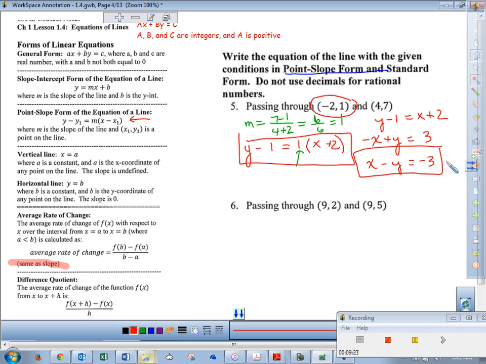Good deal? Number 9, write the equation in those 2 forms that passes through those 2 points. Use your common sense to see if it's horizontal, vertical, or oblique first. What kind of line goes through those 2 points? Vertical, it's x equals 9.